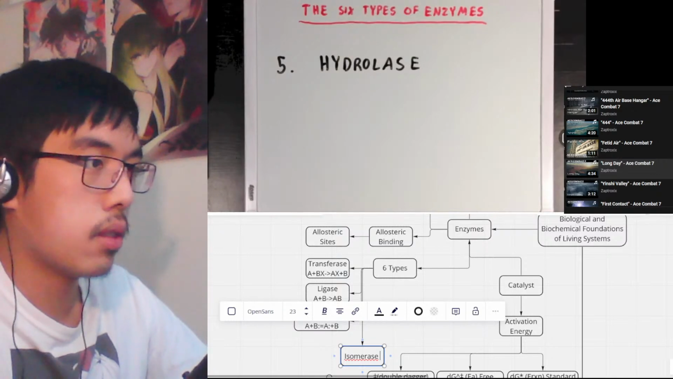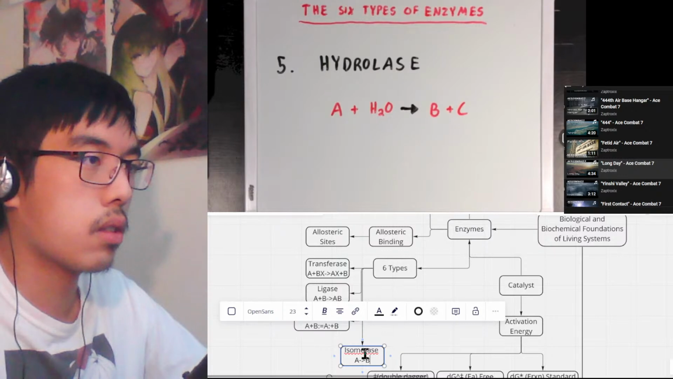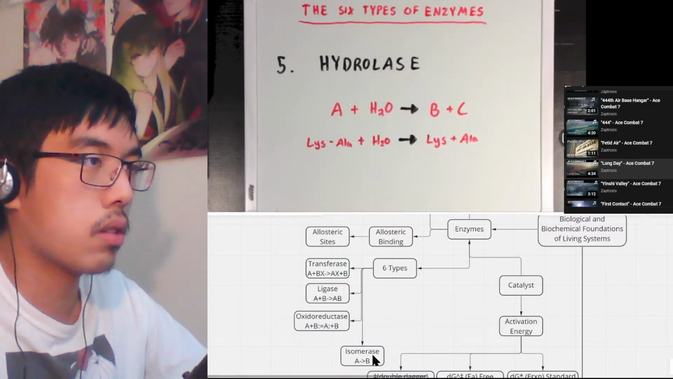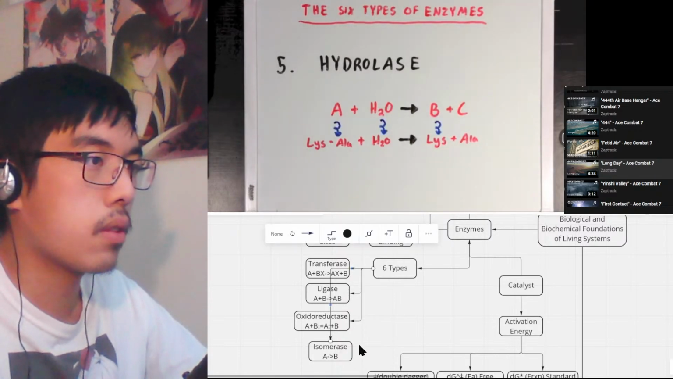Now, our next category is the hydrolase category. And hydrolases use water to cleave a molecule from molecule A into two other molecules, B and C. And a great example of one of these reactions is the hydrolysis reaction that can occur to peptide bonds. If we have this lysine-alanine dipeptide here, it can be reacted with water to form two individual amino acids that are no longer bound.